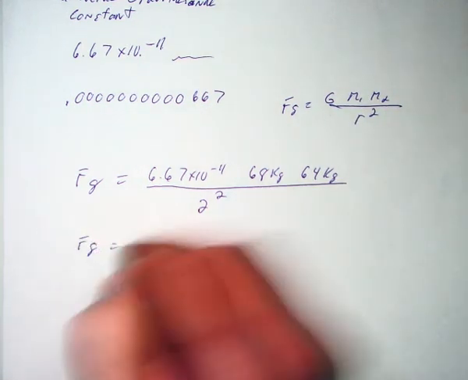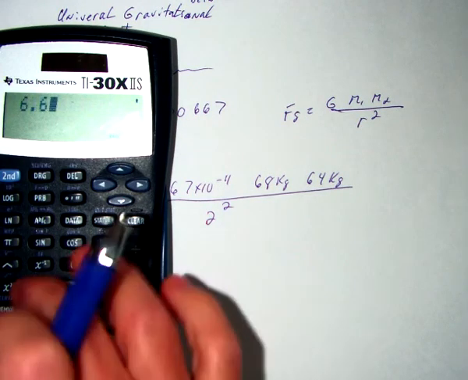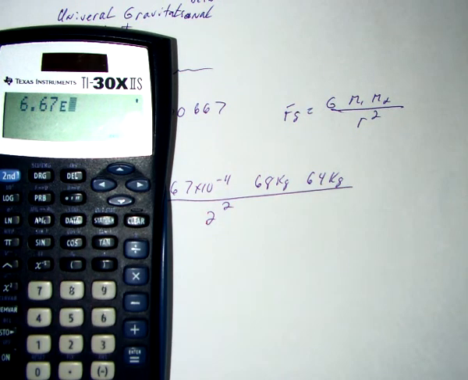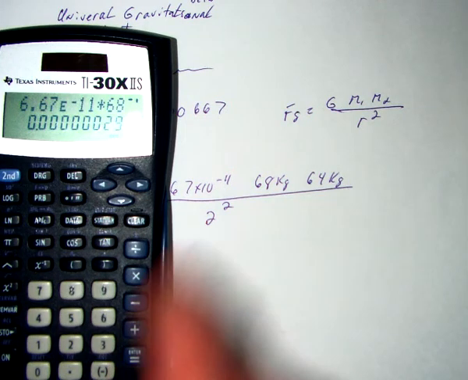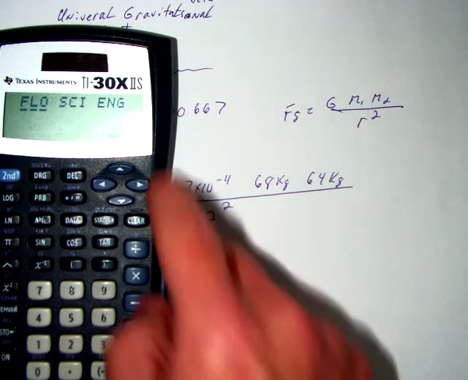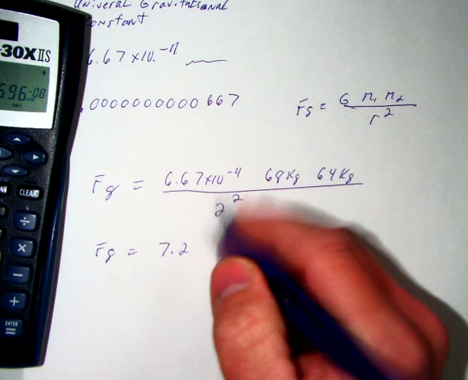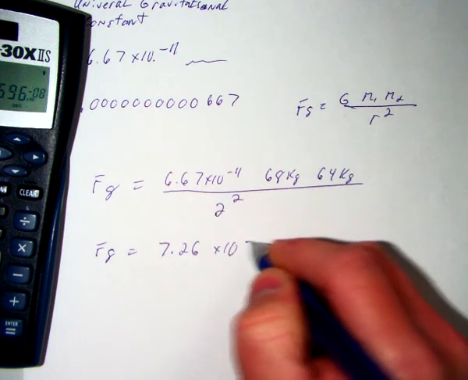So now it's just putting numbers in, right? So we put this in the calculator, because it's too early in the morning to do math. So now we're going to do 6.67 E negative 11. Remember, we want to do scientific notation. Times my mass, 68 kilograms, times Gabriel's mass, 64 kilograms. I'm going to hit the enter key. And that gives me a number, and now I'm going to divide that by the distance squared. So divided by 2 squared. And the number I get is ridiculously small. If I put that in scientific notation, because that's too small for me to write, I'm going to get this number. The force of gravity between Gabriel and I is 7.26 times 10 to the negative 8th newtons.